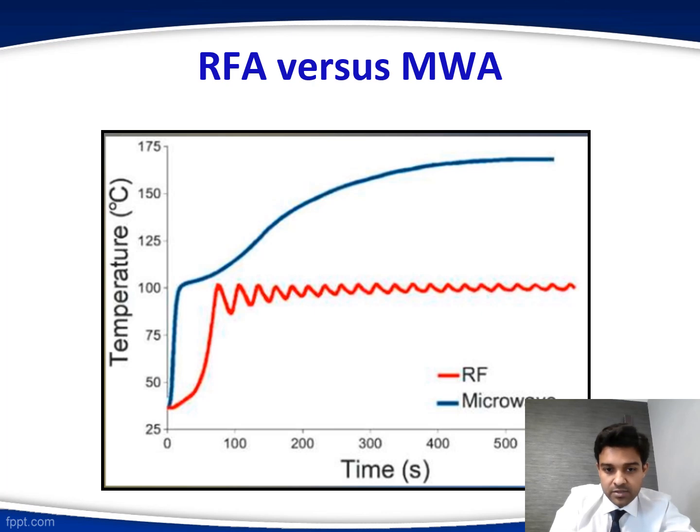Now, RFA remains almost constant in heat generation throughout time, but when it comes to microwave ablation, as time prolongs at 100 degrees Celsius, you can see there's a gradual increase in the temperature along with time. So what this means is there is greater heating effect and larger ablation zones with microwave ablation. So it's more effective. Whereas here the heating effect is there, but it is not increasing, so the ablation zones are not as effective as microwave ablation.